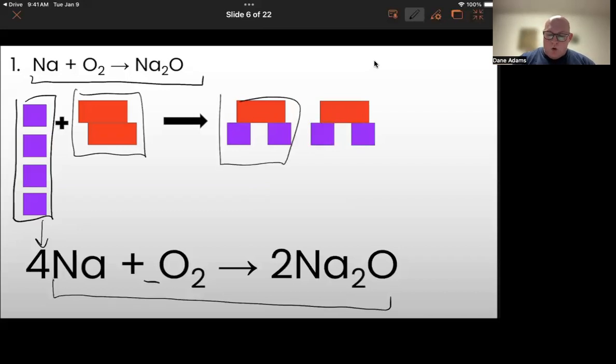In the case of Na2O, sodium oxide, I duplicated it once, so now there's 2 of them, and so I'll put a 2 there. And then I can recount again if I wanted to. 4 sodiums, 2 times 2, 4 sodiums again, 2 oxygens, 2 oxygens. Everything's balanced. Everything's good.